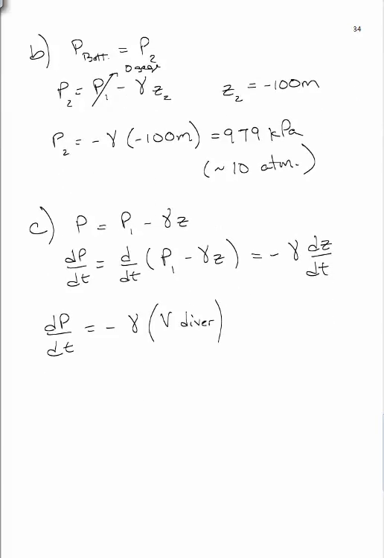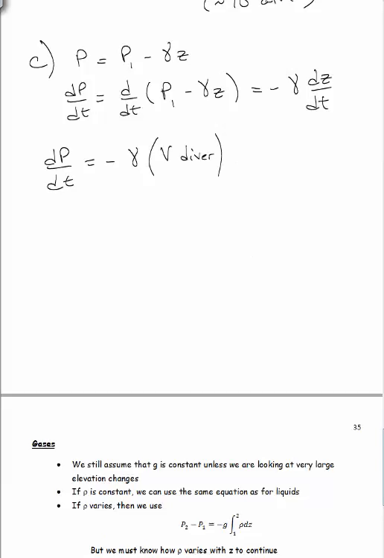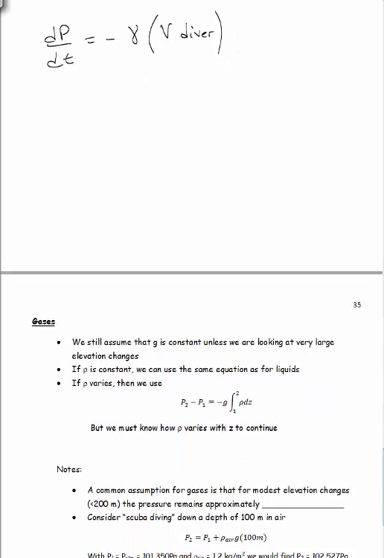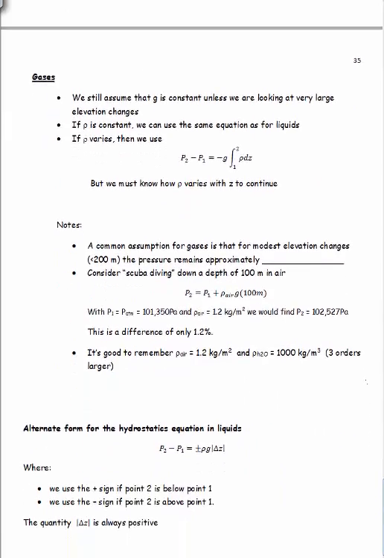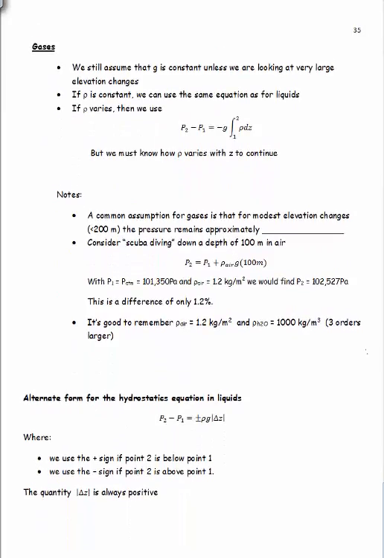To try to avoid the bends, you want to avoid going up too fast because the pressure will drop too fast, and the nitrogen in your blood, you'll have excess nitrogen in your blood, it'll come out and bubble and be very painful. So it's important figuring this stuff out. All right, so we have our equation. We came up with that equation assuming that we had an incompressible fluid, so rho wasn't changing.